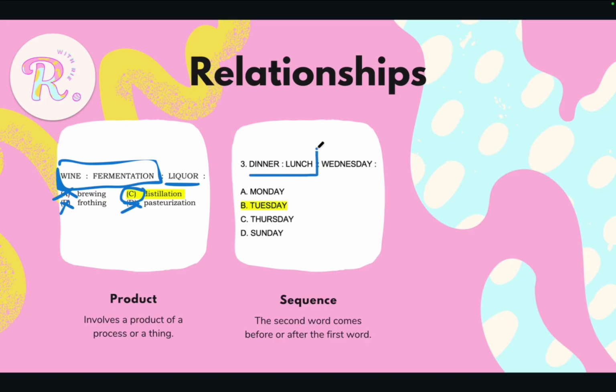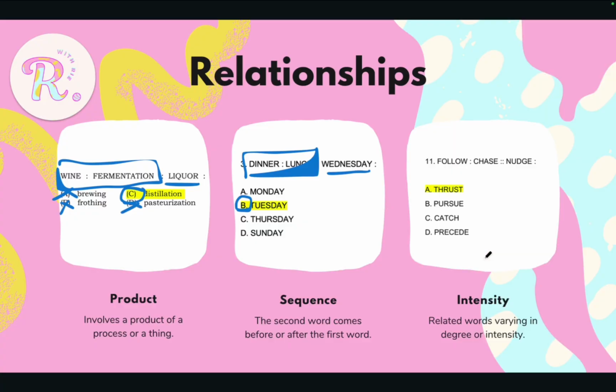So we have here dinner is to lunch as Wednesday is to blank. Dinner would come after lunch. So what comes after Wednesday? That would leave us to Tuesday. So guys, most of the NMAT questions are somewhat as easy as this one. Intensity is related to words varying in degree or intensity.